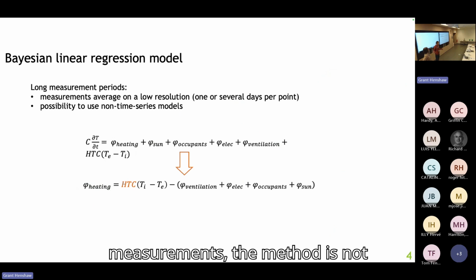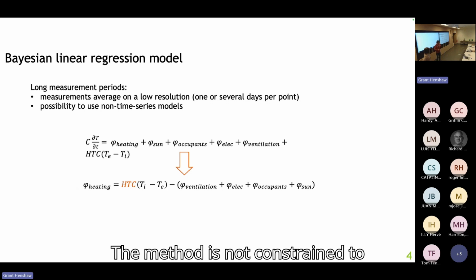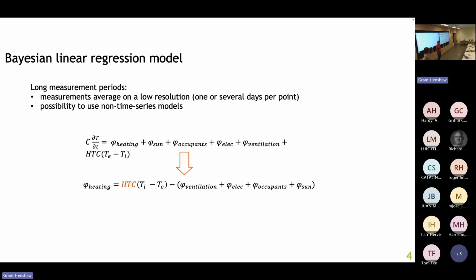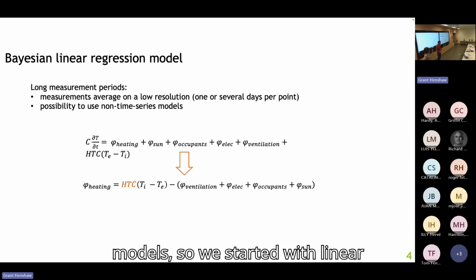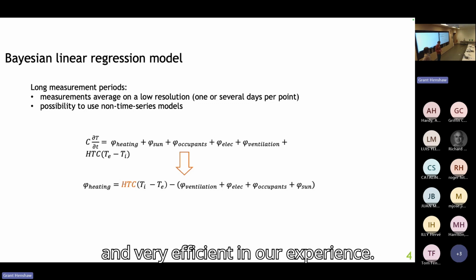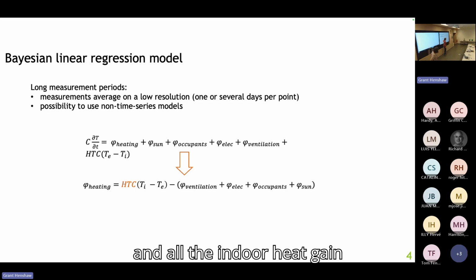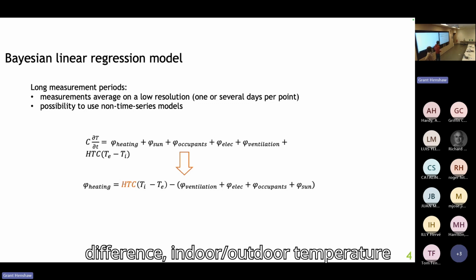Since we rely on longer measurements, the method is not constrained to one type of model. We can assume long sampling periods of several days, so not time series models. So we started with linear regression models, which are very simple and very efficient in our experience. The linear regression model: heating plus all the indoor heat gain equals HTC times the indoor-outdoor temperature difference.